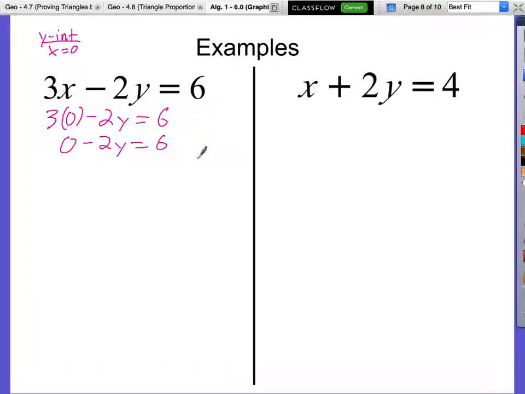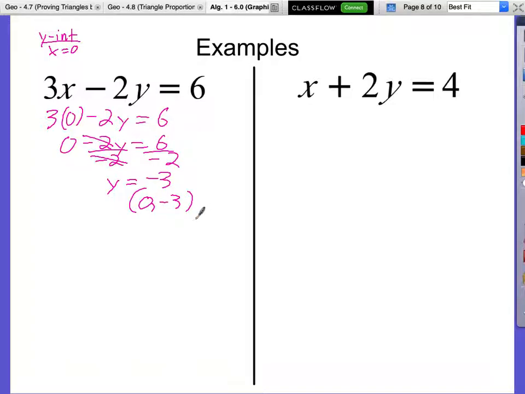Christian, what would you do now? Divide by what? Negative 2. Negative 2y divided by negative 2 becomes what? Just y. Anything divided by itself is 1. 1 times anything is the other thing. What's 6 divided by negative 2? Derek. Very good. So we found our y-intercept to be negative 3. If we were to write that as a point, it would be (0, -3). So that's what x is, this is what y is.